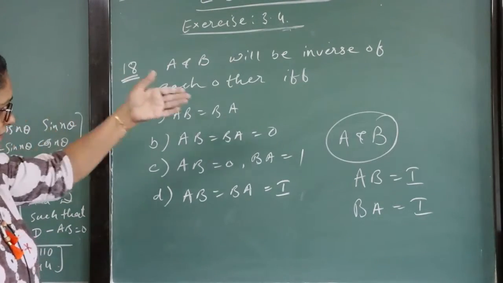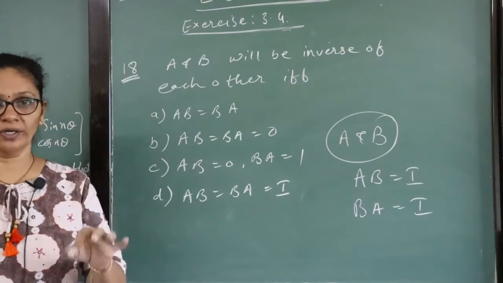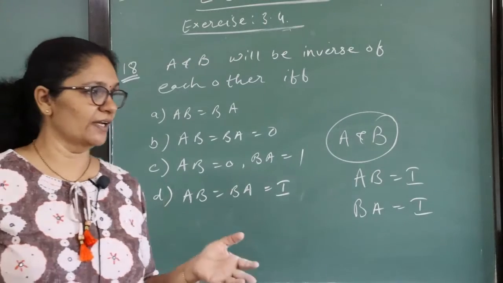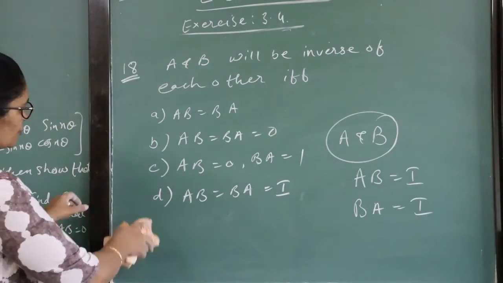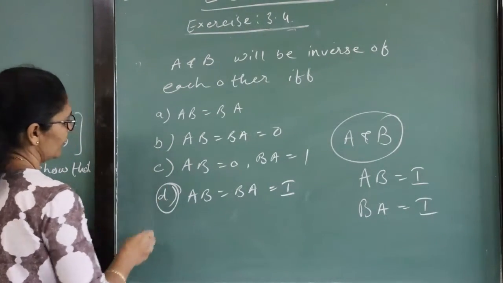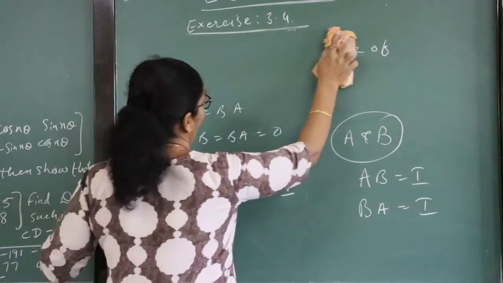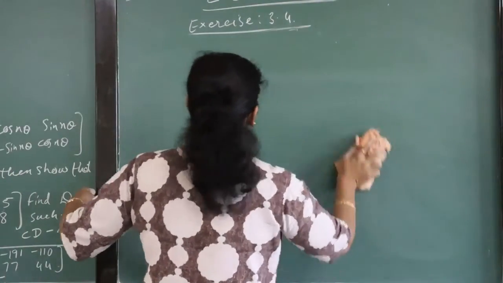So we have used this definition in your MCQ. Remember, the theoretical part is not there in your exam, no one will ask you to define it, but its use in MCQs is there. So learn all the definitions in a proper way. Now what is your option? D: AB and BA are the identity matrix, then only A and B are inverse of each other. This is the end of your 3.4 exercise.